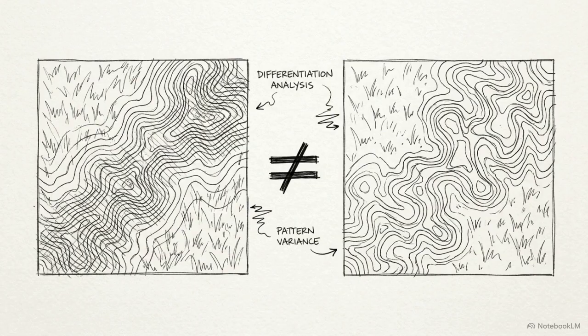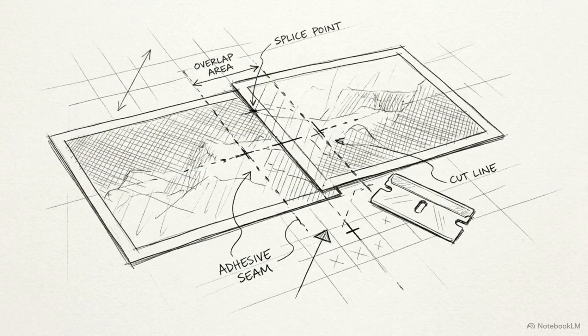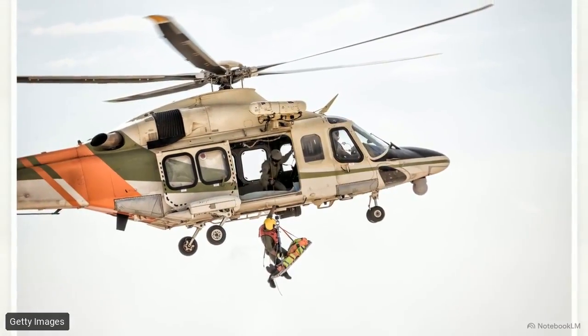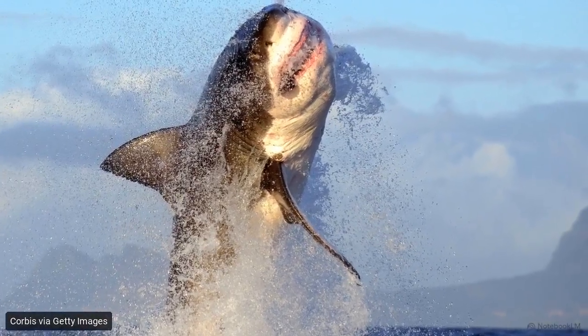True randomness in the physical world never produces identical statistical blocks. When the system detects a perfect mathematical match between two regions, it proves the image was fabricated. The second major forgery modality is image splicing, which involves merging elements from two separate photographs. Consider this raw asset of a helicopter rescue. Now look at this separate image of a breaching great white shark.